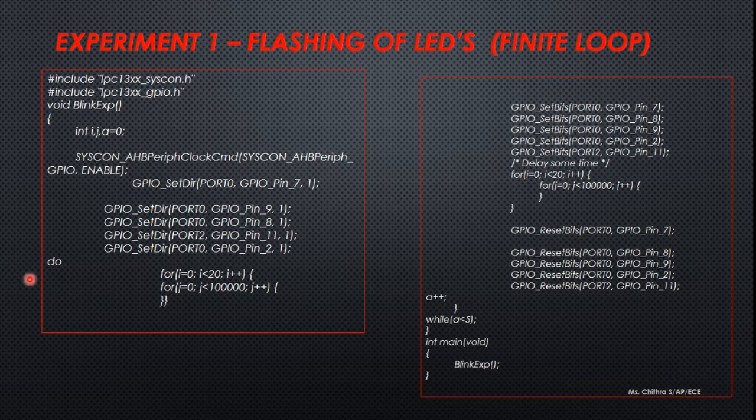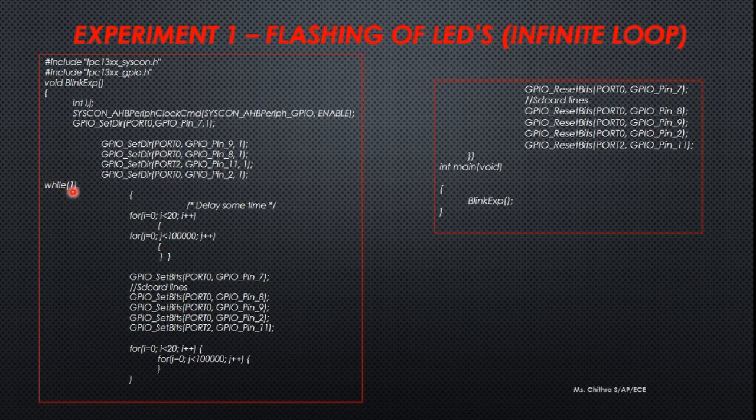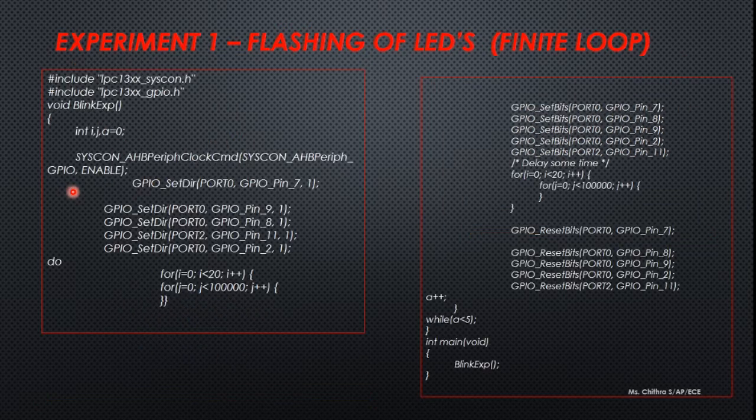Now if you see here, previously it was a while of 1 loop. While of 1 means it is an infinite loop. But now I'm modifying the loop to be a do while loop. So I'm going to do all these functions mentioned under this till what? While a is less than 5. So I start with a equal to 0. A less than 5 means a equal to 0, a equal to 1, a equal to 2, a equal to 3, a equal to 4, which means for 5 times my LED will be on off, on off, on off, on off, on off. After that it will totally switch off.